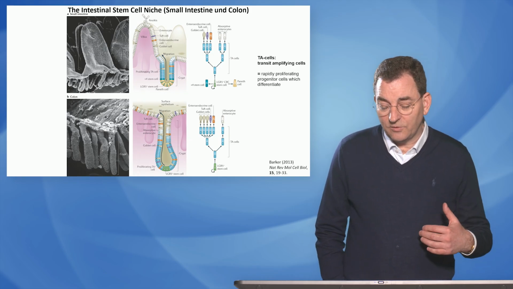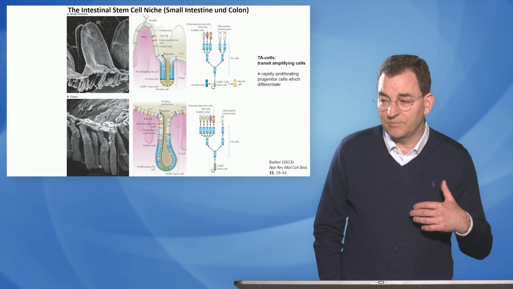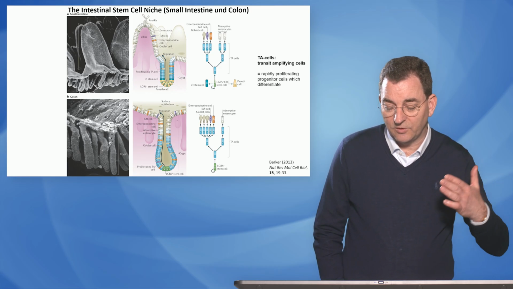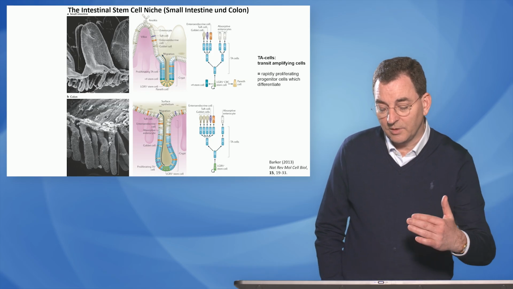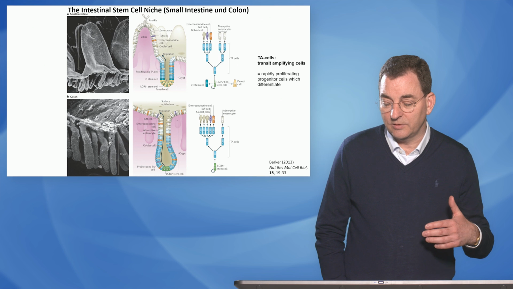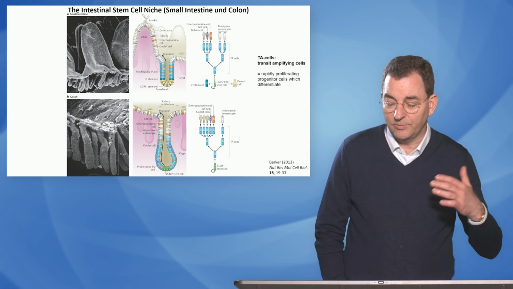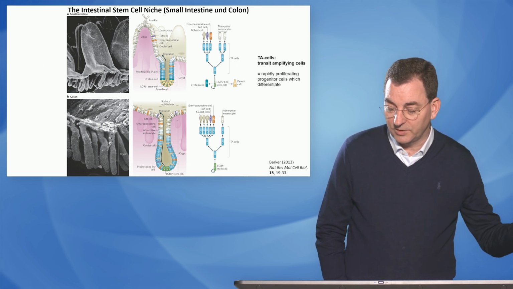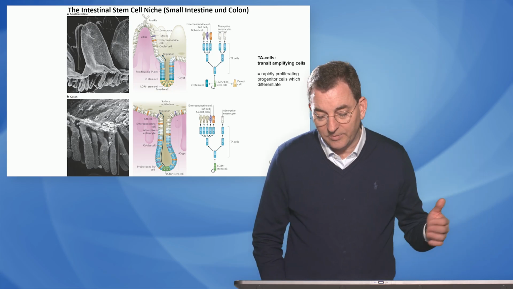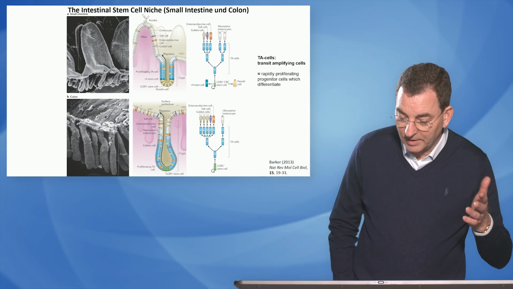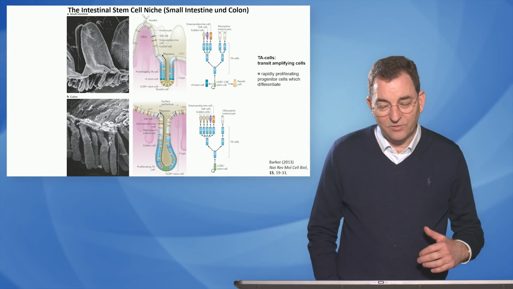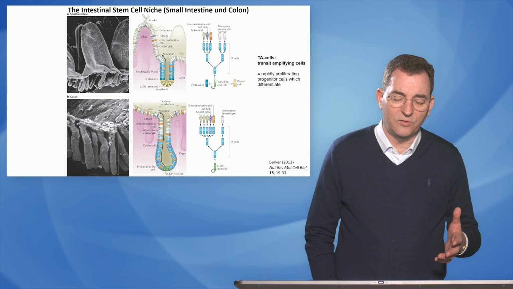When stem cells start to proliferate, they divide, and the daughter cells, which later on differentiate and move up the gut epithelium, rapidly proliferate. And these cells are called transit amplifying cells. They rapidly proliferate and then finally differentiate towards whatever the function is in the gut: tuft cells, goblet cells, enterocytes, endocrine cells, and so on.